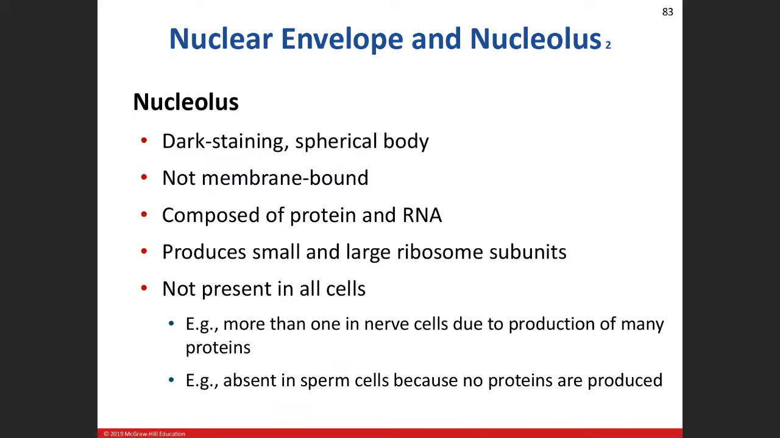Now, as we go into the nucleus, we have another structure, a smaller little ball, like a mini nucleus. We call that the nucleolus. It is not a membrane-bound structure. It's important that you know that. Within it we have our protein and our RNA, and this is where our ribosomes are made.